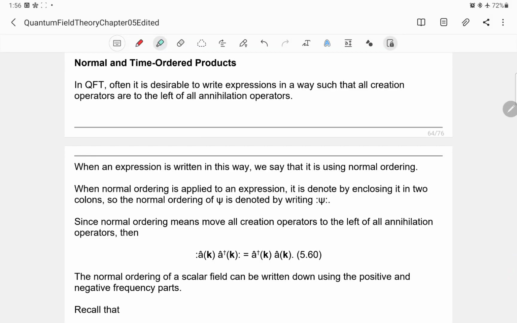Normal and time ordered products. In QFT, it is desirable to write expressions in a way such that all creation operators are to the left of all annihilation operators, like this one. So the normal ordering of a scalar field can be written down using the positive and negative frequency parts. Look at the normal ordering notation. You have colons on both sides of the expression.